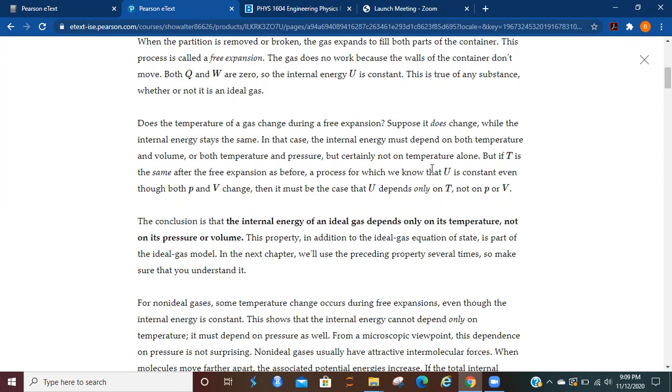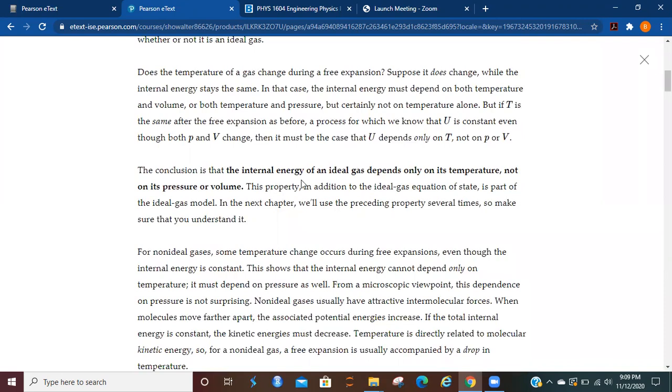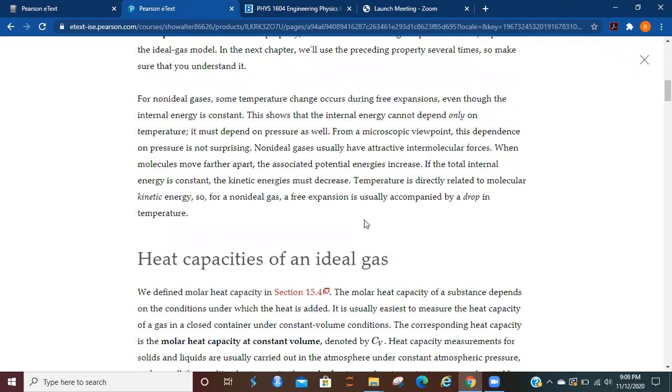In that case, the internal energy must depend on both temperature and volume, or both temperature and pressure, but certainly not on temperature alone. But if the T is the same after the free expansion, a process for which we know this is constant, then it must be the case that it depends only on T and not on those two. So the conclusion is that the internal energy of an ideal gas depends only on its temperature, not on the pressure or the volume.